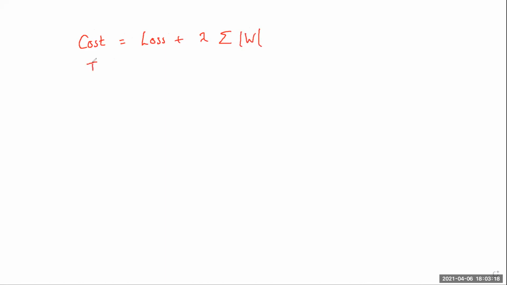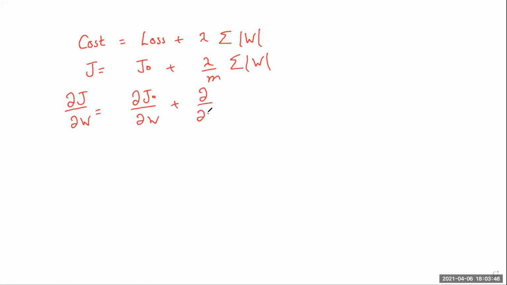And if we write it formally, we call it J naught, right? And for all training examples, we normalize it by the number of training examples, and it becomes something like this. So again, we have to take the derivative of this expression with respect to W. So the derivative of J with respect to W is the derivative of J naught with respect to W, plus the derivative of the second term, which is the new term that we have introduced.